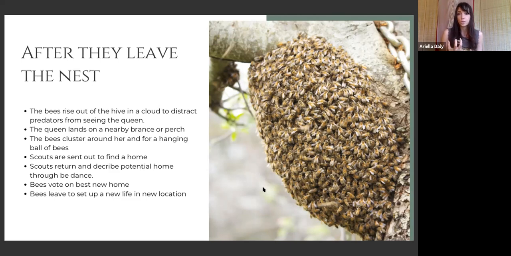So the queen will perch somewhere and the bees will cluster around her. A lot of people think that the queen is always just in the center of a swarm and all the bees are around her and protecting her. And yes, they do protect her and keep her warm, because a drop in temperature and too much cold air can actually make her sterile. So they keep her warm, they protect her.